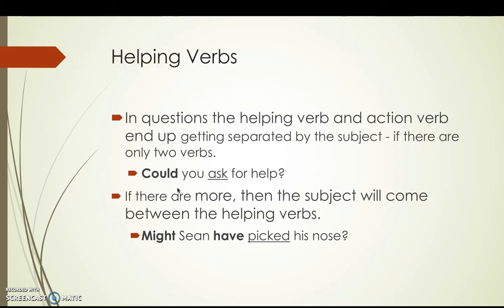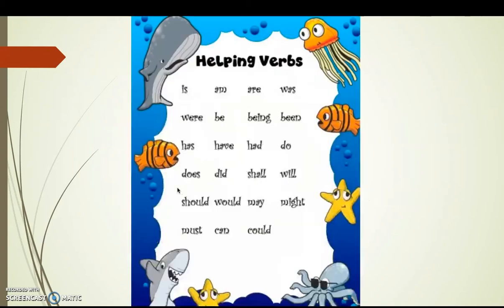So here we've got one helping verb, a subject, another helping verb, and then the verb again, the main verb. And so the subject gets squished in there a little bit differently. Same thing though, if you rewrote this sentence as a non-question, you could say Sean might have picked his nose, and then it's easier to find the helping verb. So if you ever come across a question, rewriting it without the question can help.